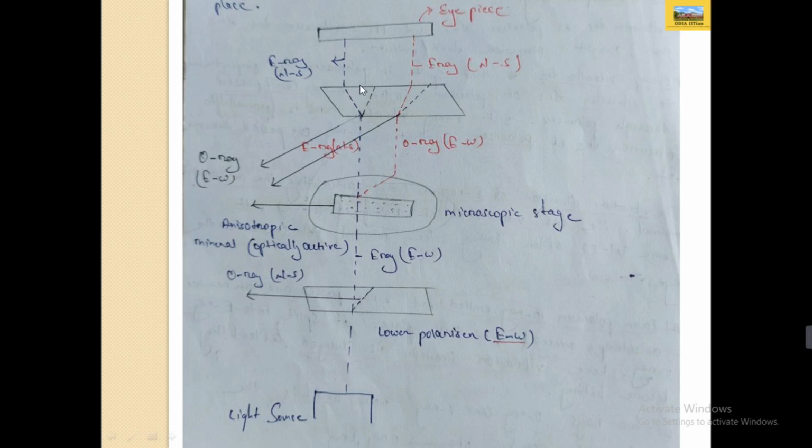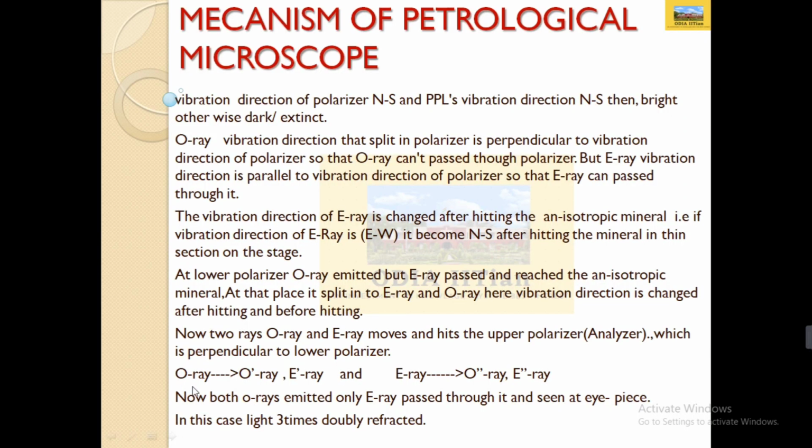they are eliminated, and the vibration direction of the O ray is the E ray. The vibration direction of the E ray becomes parallel to the vibration direction of the analyzer, so only both E rays can pass through the analyzer and we can see them in the eyepiece. Now both O rays are eliminated, only the E ray passes through it and we see it at the eyepiece.